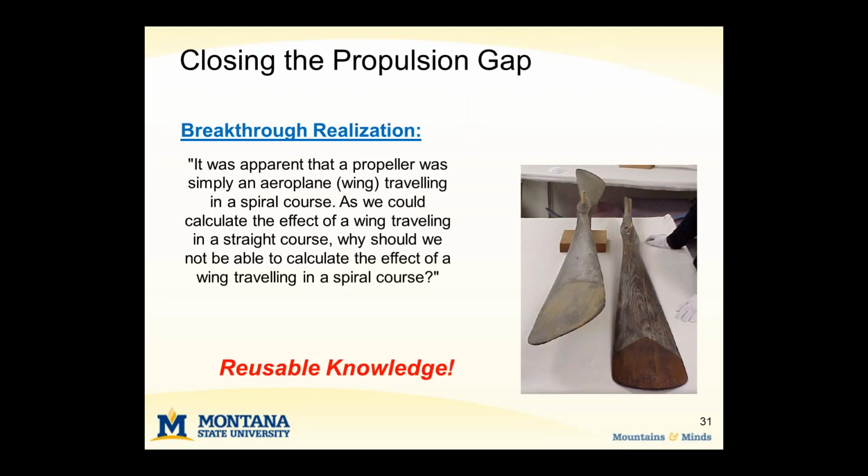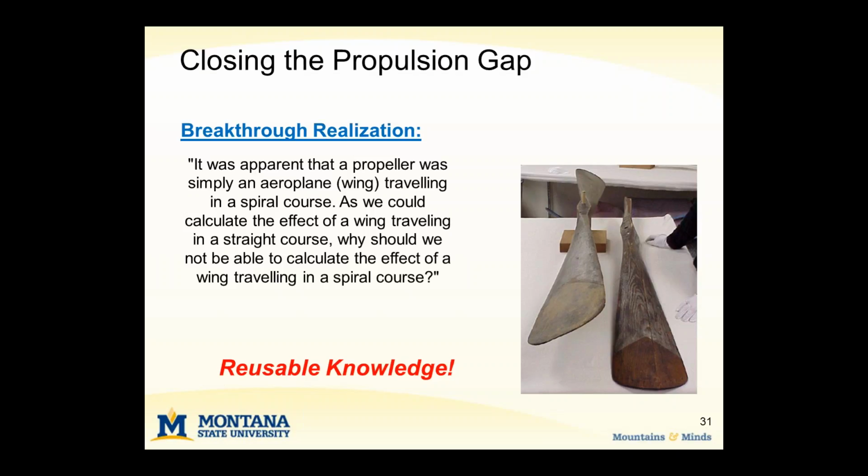To close the propulsion gap, they had a breakthrough realization, and that is that a propeller is really just a wing turned on its side and rotating rather than stationary. And if that was the case, then they could use the existing airfoil curves to design a pretty efficient propeller. So they did that, and you can see the replica of the original propeller that they used, which is still, by the way, very efficient even by today's standards.